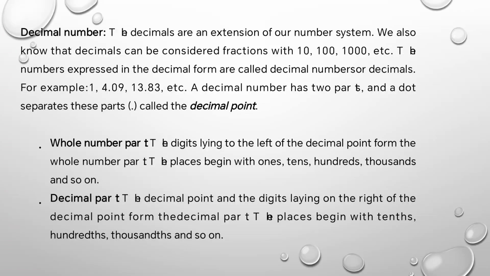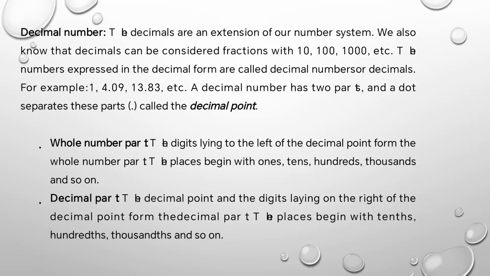Decimal number. The decimals are an extension of our number system. We also know that decimals can be considered fractions with 10, 100, 1000, etc. The numbers expressed in decimal form are called the decimal number system. For example, 1, 4.09, 13, etc. A decimal number has two parts, separated by a dot called the decimal point: the whole number part as well as the decimal part.